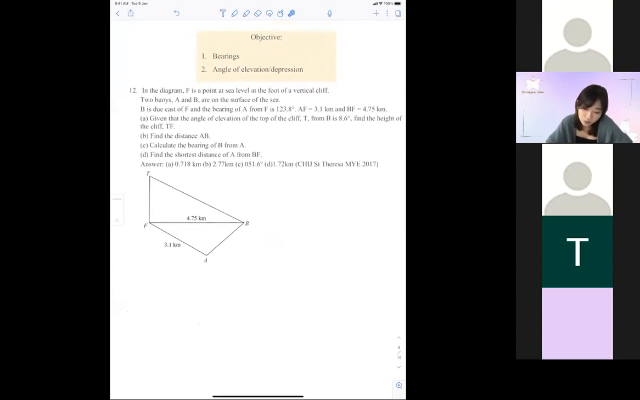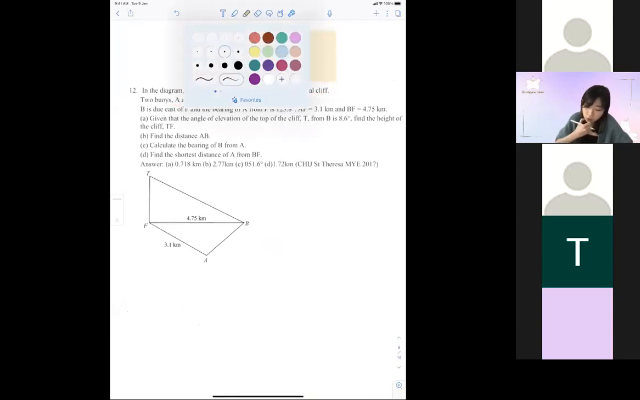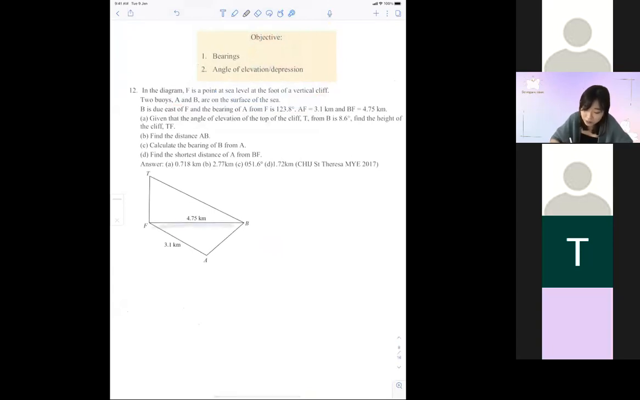So now they tell you that F is a point at sea level at the foot of a vertical cliff. A and B are also on the surface of the sea. So that means, I use color to show you, all these 3 points are at sea. So this is sea level, these 3 points. And the T here is a point above a cliff.